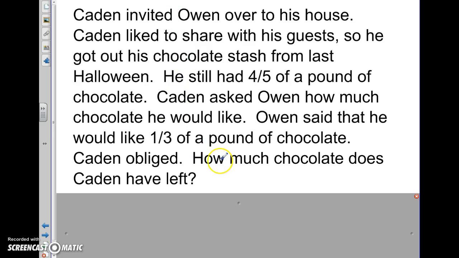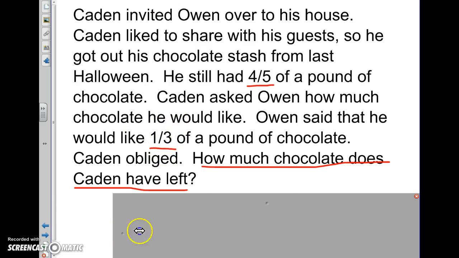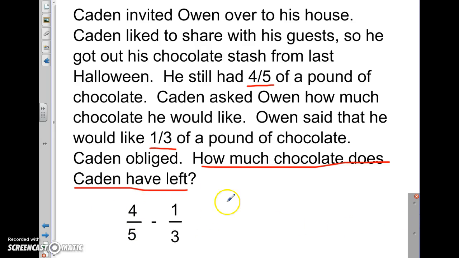So again, look at the question first. How much chocolate does Caden have left, right? And so that part, how much does he have left, tells us that we're going to be finding the difference. In other words, we're going to be subtracting. And so now we just need to find the important information. As we read through this, we can see he had 4/5 of a pound to start off with, and Owen took 1/3 of it. So those are the numbers that we're working with here. So 4/5 is how much he had. We're going to take away 1/3 to give to Owen.